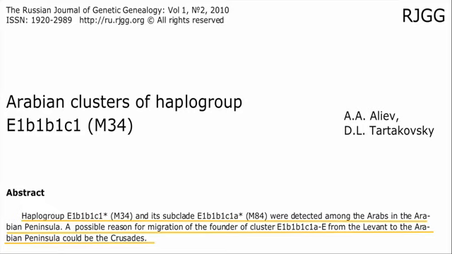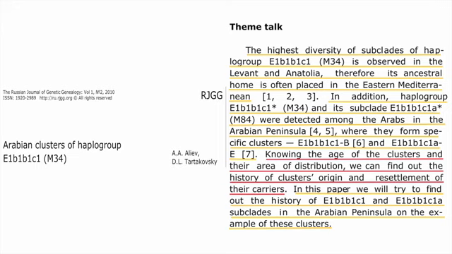According to the paper titled Arabian Clusters of Haplogroup M34, it reads: haplogroup M34 and its subclade M84 were detected among the Arabs in the Arabian Peninsula. A possible reason for migration of the founder of cluster E1B1B1C1A-E from the Levant to the Arabian Peninsula could be the Crusades. The highest diversity of subclades of haplogroup M34 is observed in the Levant and Anatolia. Therefore, its ancestral home is often placed in the eastern Mediterranean.